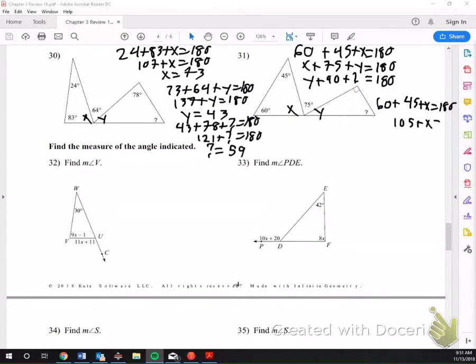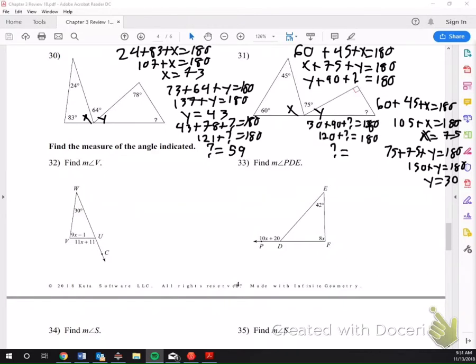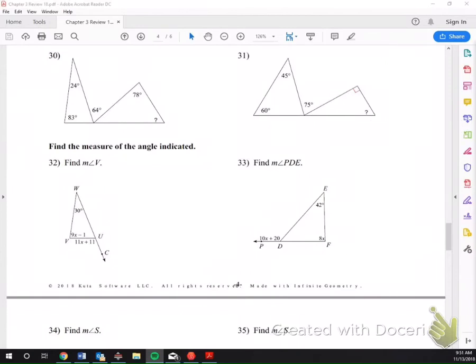So again, I wrote the three equations down there. So I know that 60 plus 45 plus X equals 180. I know that x plus 75 plus y equals 180. And I know that y plus 90 plus the question mark equals 180. X is 75, plug that into the second equation. Y is 30, plug that into the third equation. Question mark is 60.